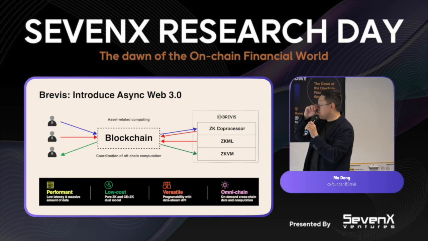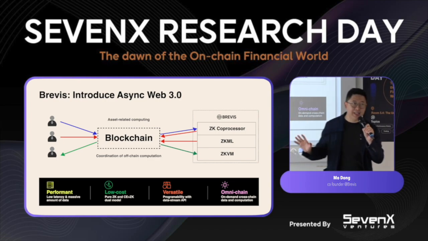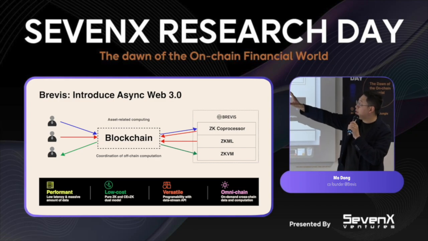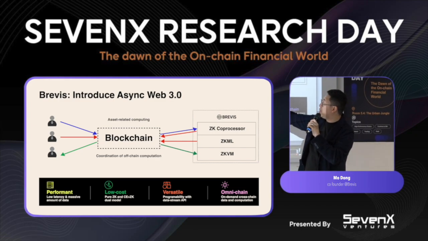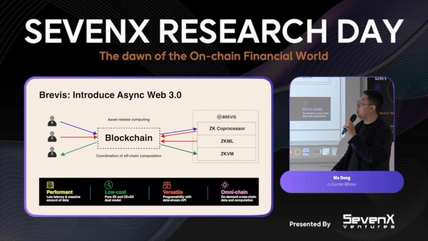So what Brevis is trying to do is solve problems like that. With Brevis, we're trying to position the blockchain as a simple coordination layer between different off-chain computing components.